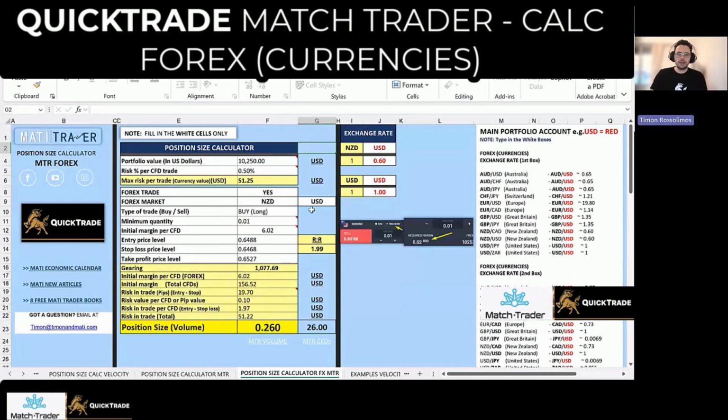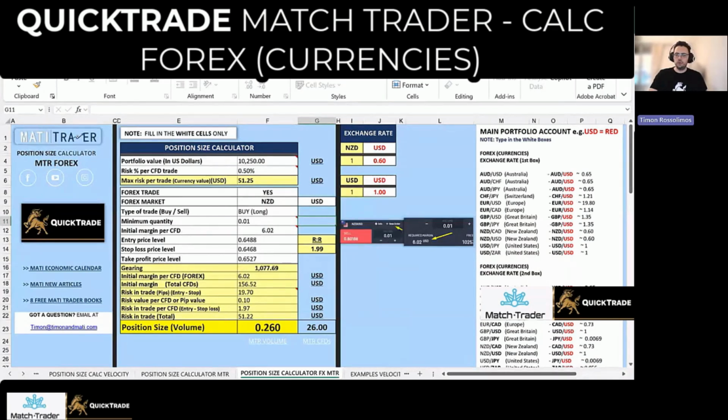So the Forex market in this case will do is NZD USD, New Zealand dollar versus United States dollar. And I'm choosing this because it's a tricky currency, so that if you get this right, you can get all the other currencies right. The type of trade is to buy or go long. And if you go sell or go short, you click on that. The minimum quantity is 0.01, okay?